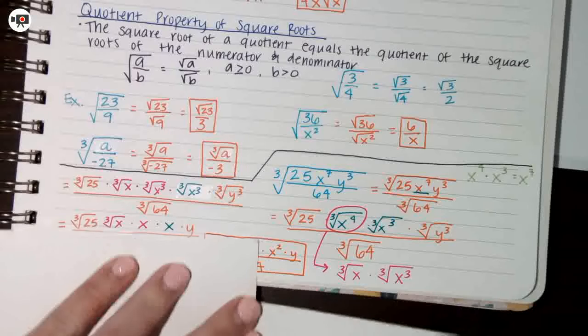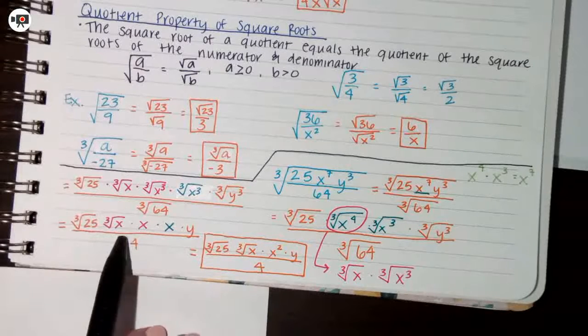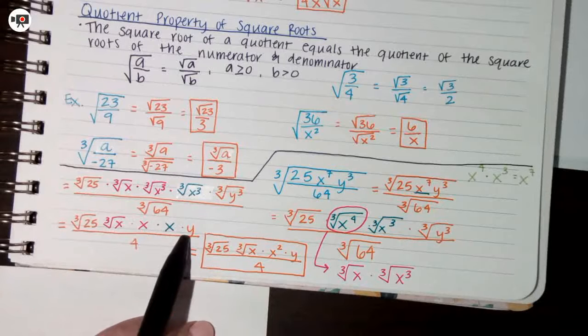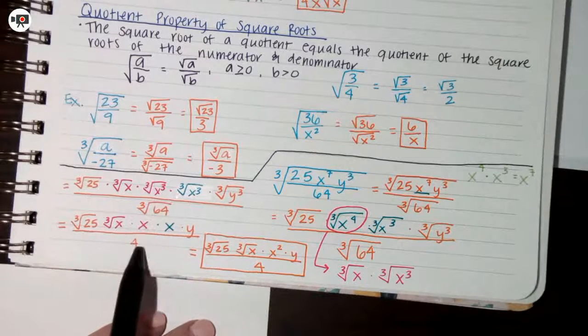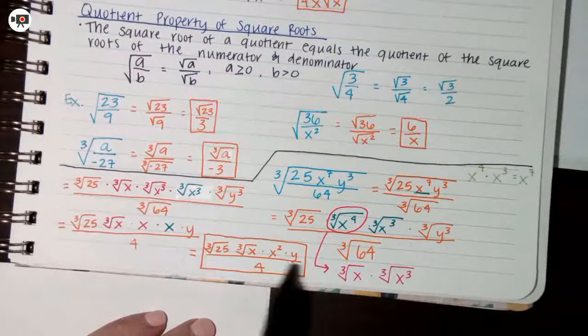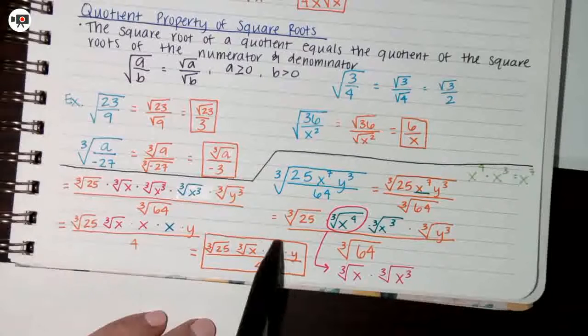Now we can simplify these, and we get the cubed root of 25 times the cubed root of x times x times x times y, because the cubes and the cubed root cancel out, over 4. Now I have x times x, so we write that as x squared. And this is the answer.